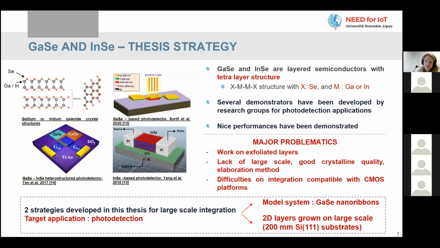So for this thesis, we developed 2 strategies to work with these 2D materials for large-scale integration, and we are targeting photodetection applications. To do that, we are working on a model system, which is gallium selenide nanoribbons, and on 2D layers grown on large-scale 200 millimeter substrates.